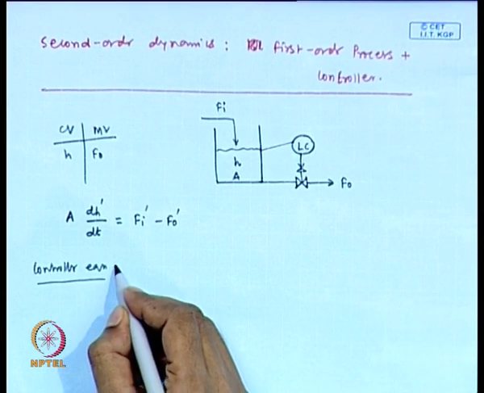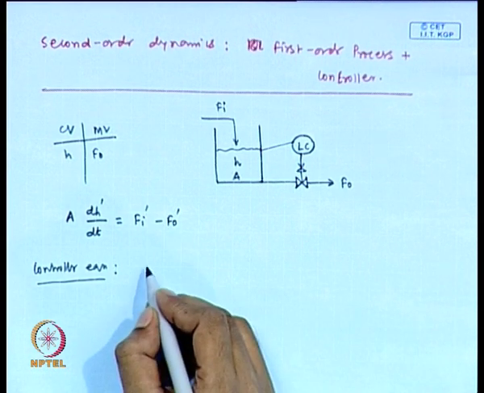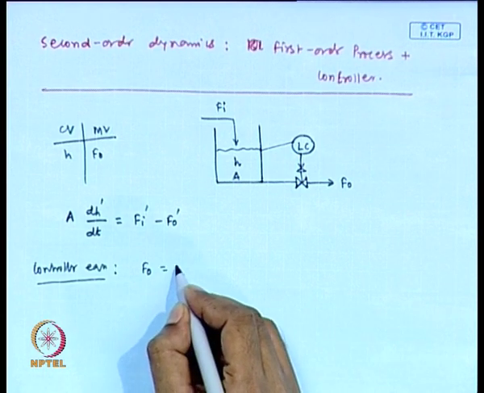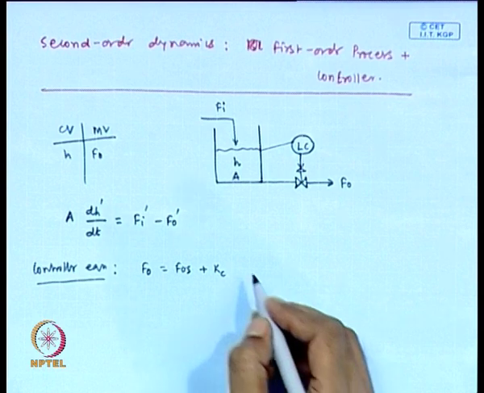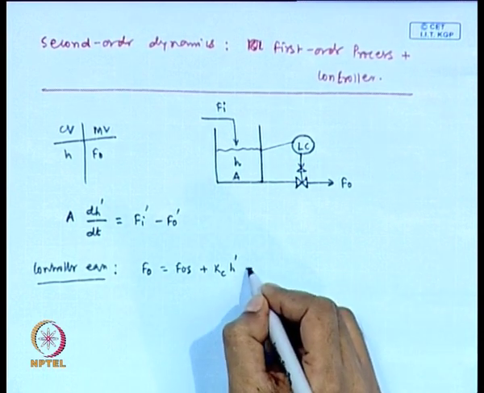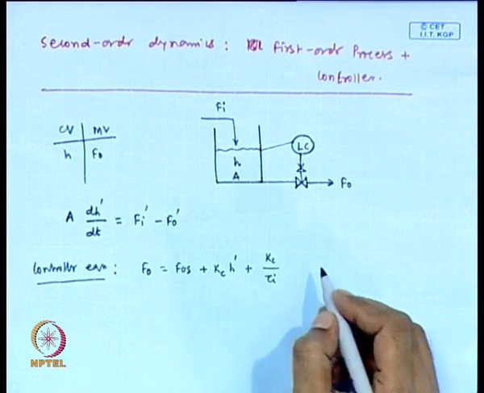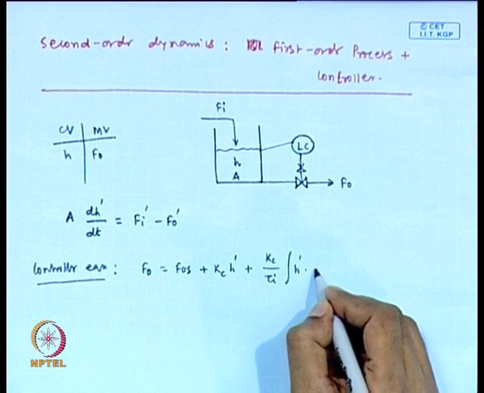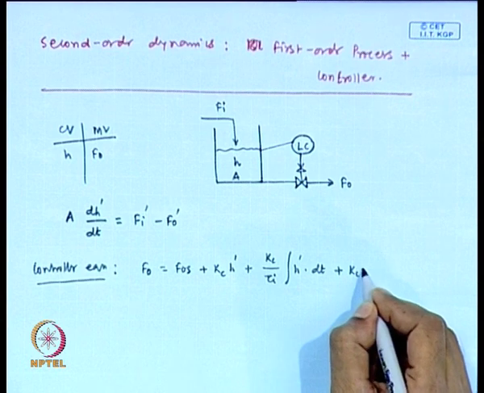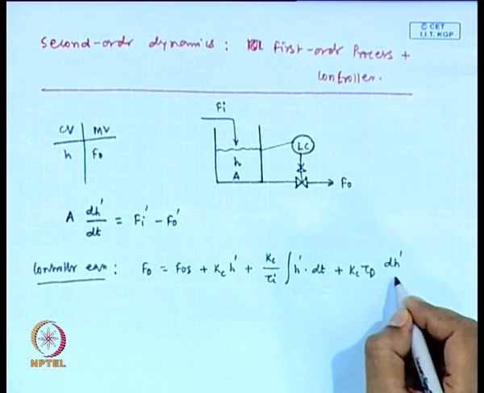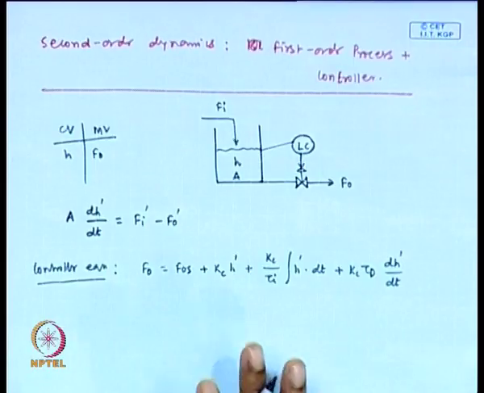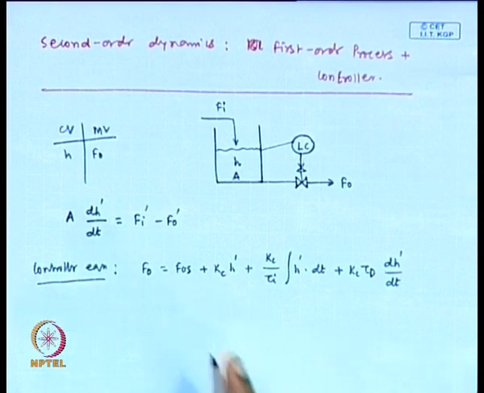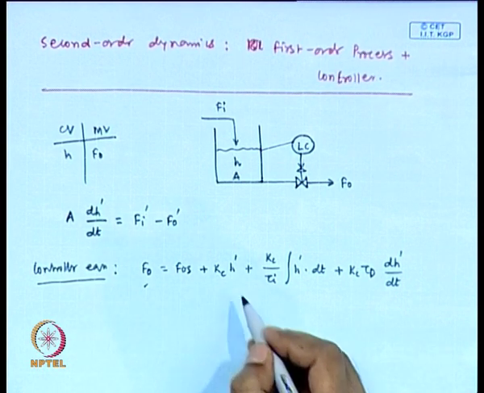Suppose the controller equation is given as F naught equals F naught S plus K C H prime plus K C divided by tau y integration of H prime dt plus K C tau d dH prime dt. This is the equation of a controller, which we will discuss in the subsequent classes. Fine. This is the controller equation which is correlating the manipulated variable F naught with height.